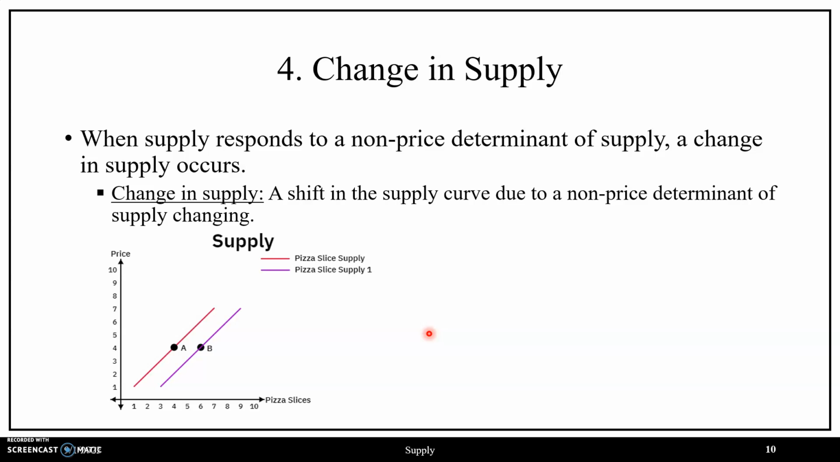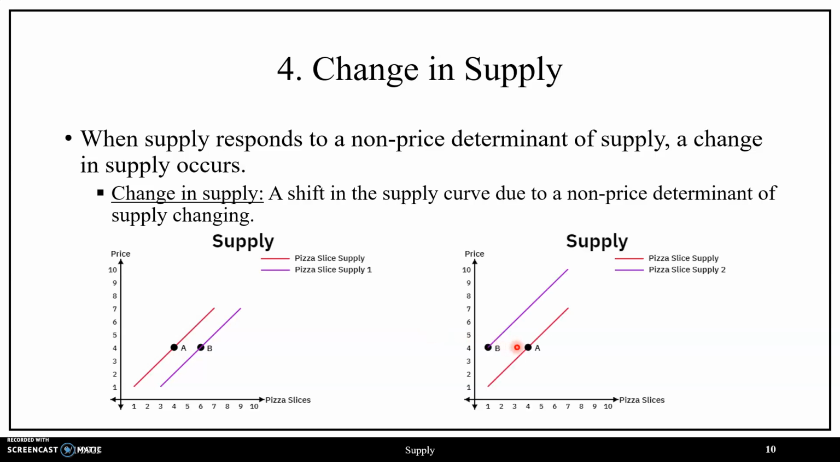Now let us consider the opposite case, in which instead of a new oven, this pizzeria is not upkeeping their current oven. So starting at our original supply curve at point A, if this firm is not upkeeping their pizza oven, it is more difficult to produce pizza slices, and so what's going to occur is an entire leftward shift of the supply curve, where at all price points they're willing and able to sell fewer pizza slices, holding the price constant at $4.